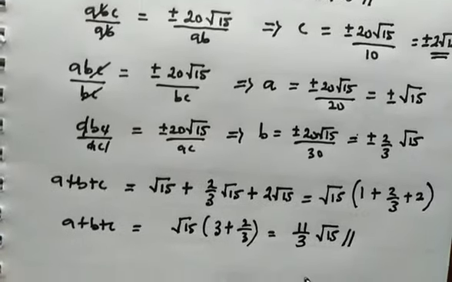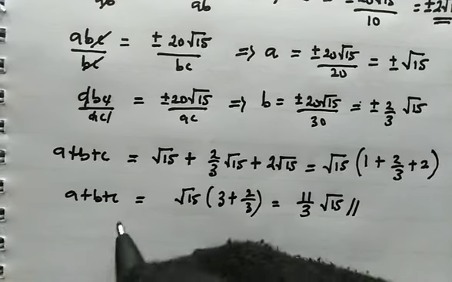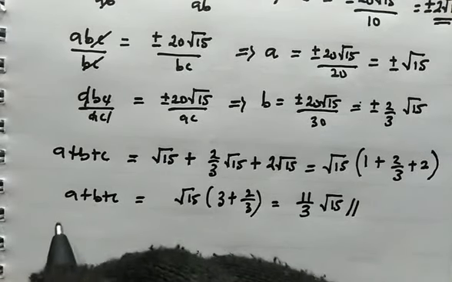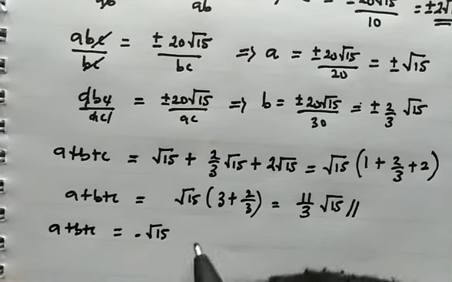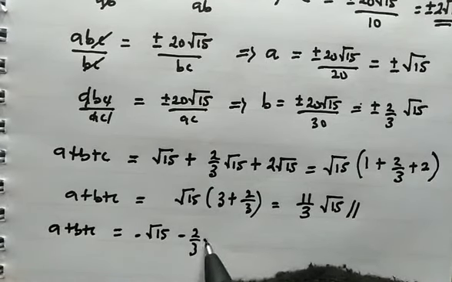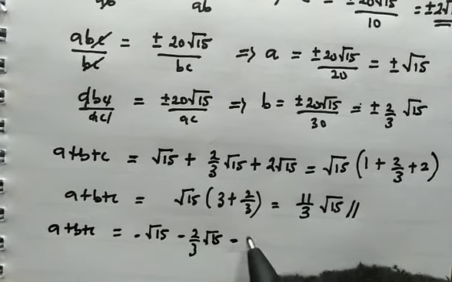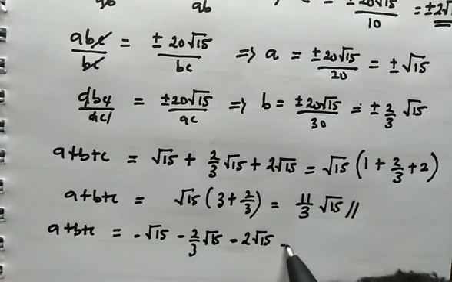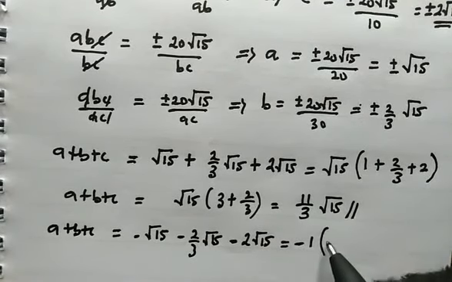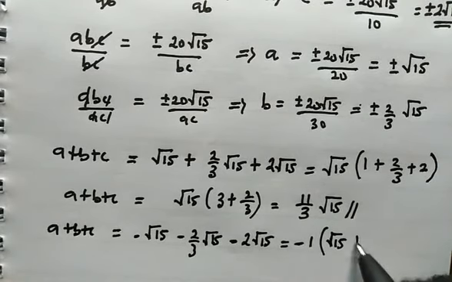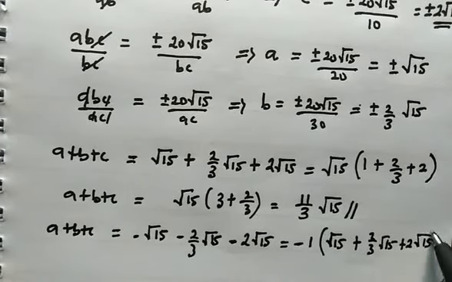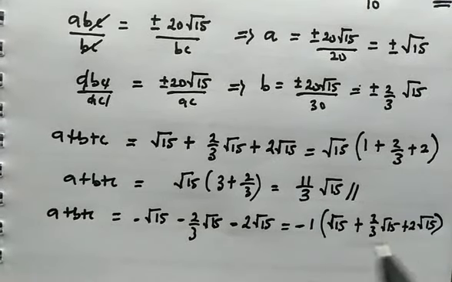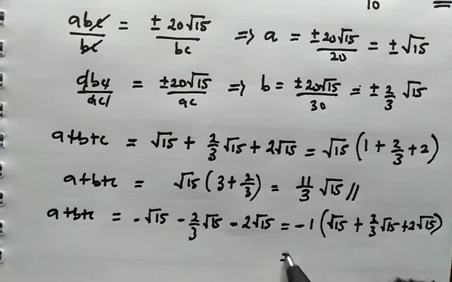Amazing. Then, remember, when A is negative, the other variables should also be negative. So we have A plus B plus C. Now, for their negative values, we have negative root of 15, then plus negative 2 over 3 root of 15, then plus negative 2 root of 15. If we factor out the negative 1, then we're left with the sum root of 15 plus 2 over 3 root of 15 plus 2 root of 15, which we are very sure will result to 11 over 3 root of 15, which will be negative 11 over 3 root of 15.